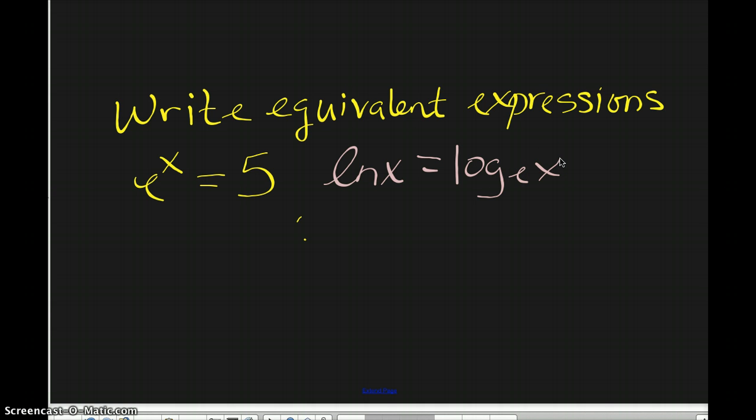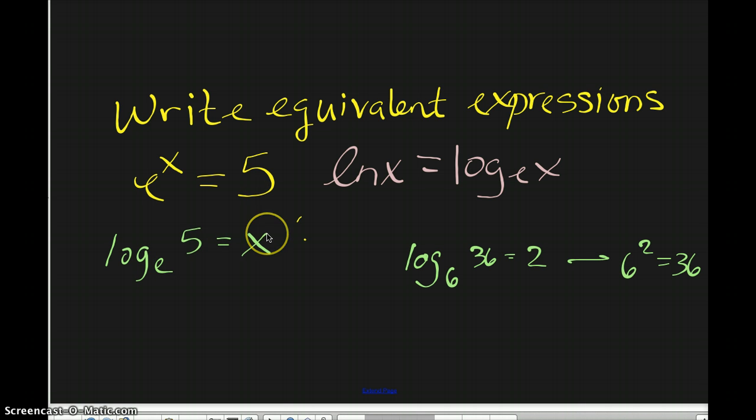So this may be a good time to talk about converting your exponential to your logarithm equation and then your logarithmic equations to exponential. They both kind of go back and forth to each other, because natural log and e are inverses of each other. It's the same as saying that log base 6 of 36 is 2 is that 6 squared equals 36. We're going to find that this is the natural log, or the log base e of 5 equals x.